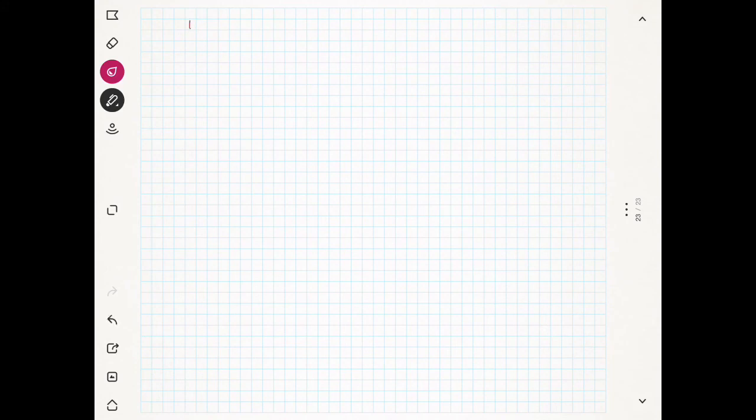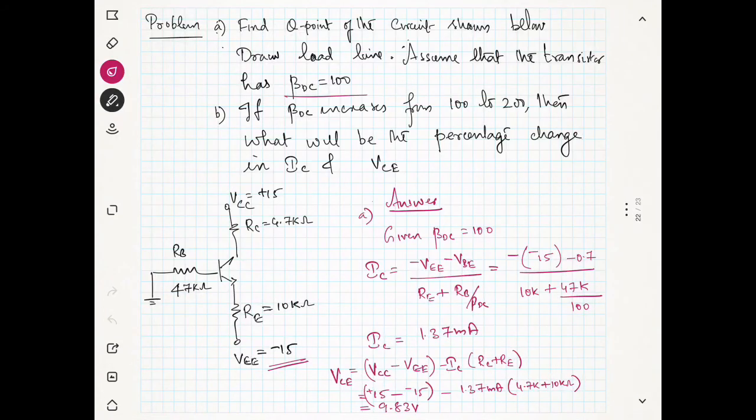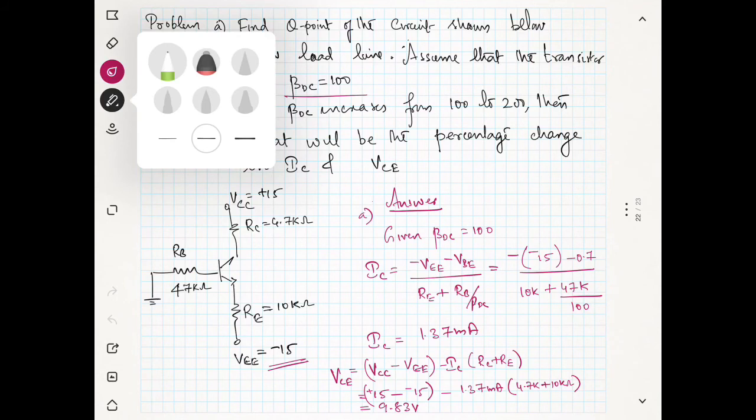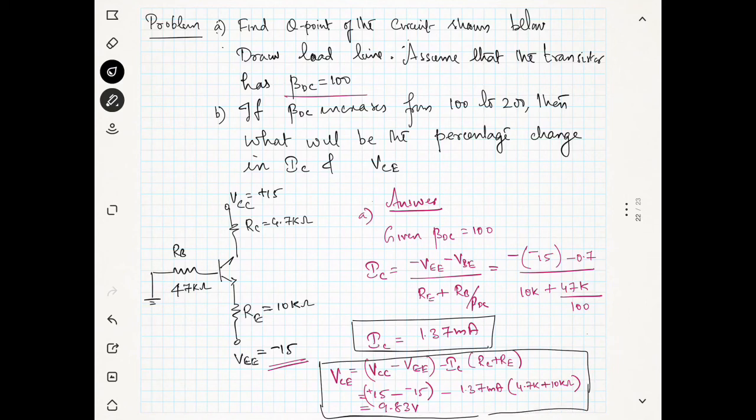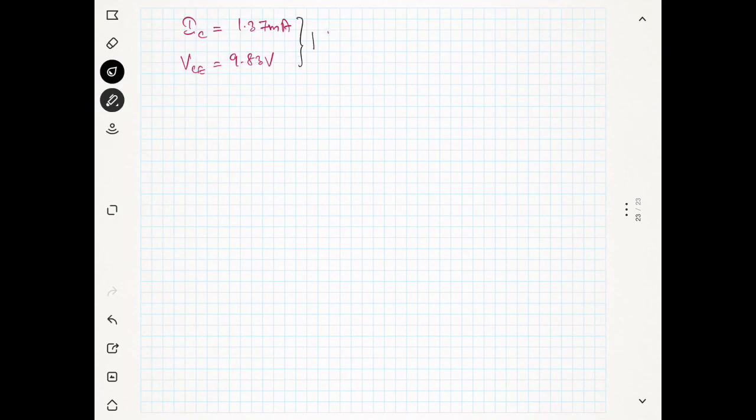Okay, now we will see, so you have got now IC as 1.37 milliampere and VCE as 9.83 volt. So this is the answer for the first part. The first part is actually giving you the IC and VCE, right? Now, this is the case when beta DC is equal to 100.